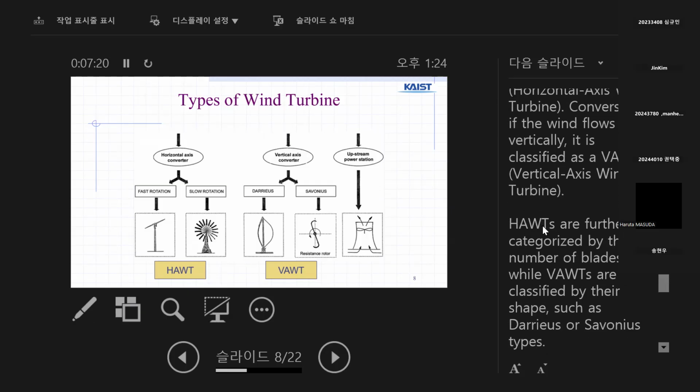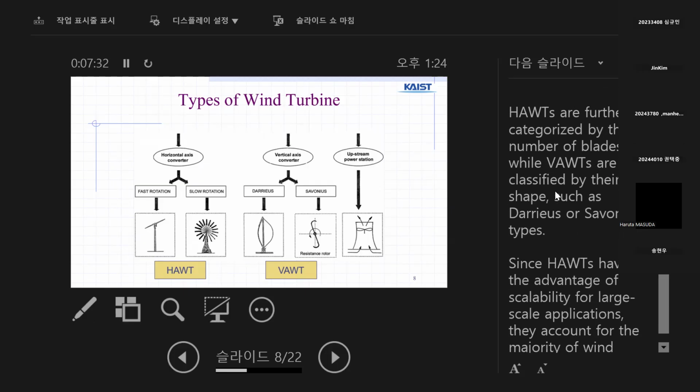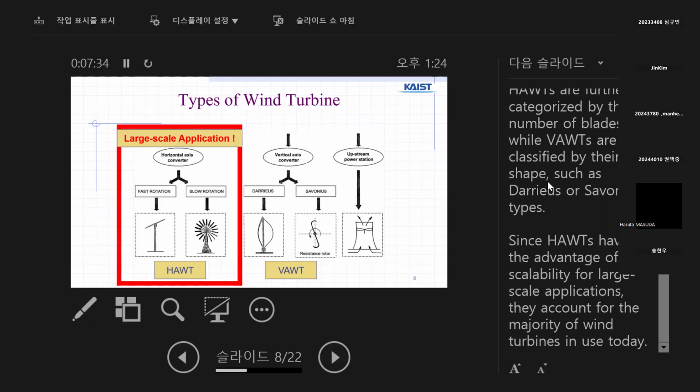The HAWTs are further categorized by the number of blades, while the VAWTs are classified by their shape. Like this one is the Darrieus type, and this is the Savonius type. Since HAWTs have the advantage of scalability for large-scale applications, they account for the majority of the wind turbines in today's use.